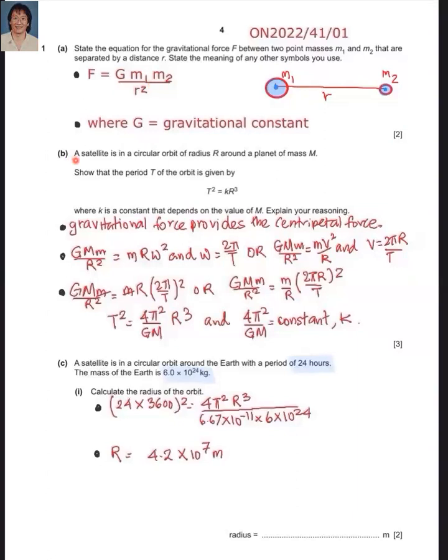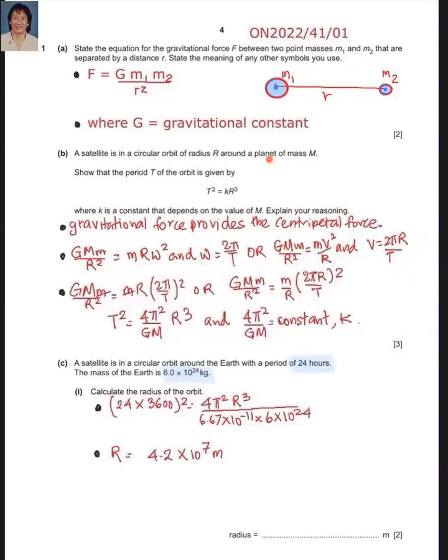For B, a satellite is in circular orbit of radius R around a planet of mass M. Show that the period T of the orbit is given by this formula, where K is a constant that depends on the value of M. Explain your reasoning. To answer this question, you need to know that the gravitational force of attraction between the satellite and the planet provides the centripetal force for the satellite to move in the circular orbit around the planet.